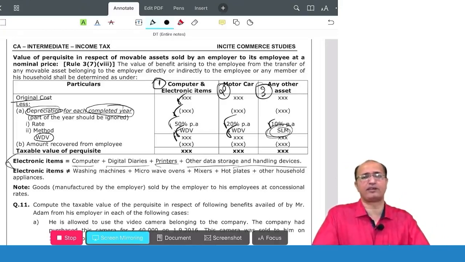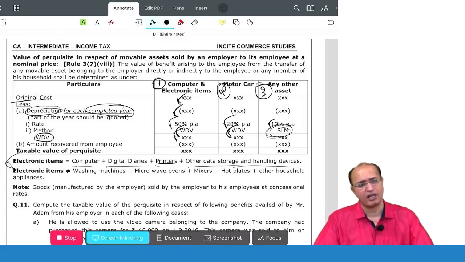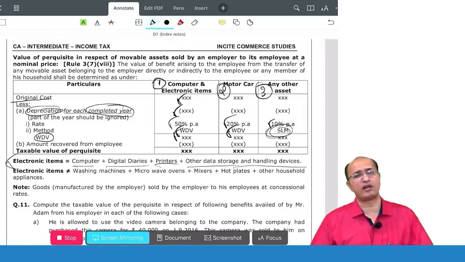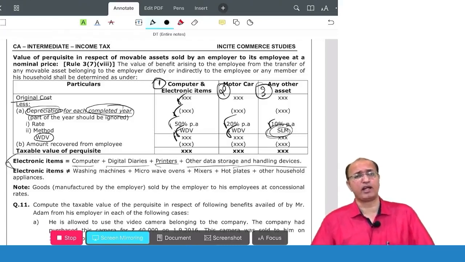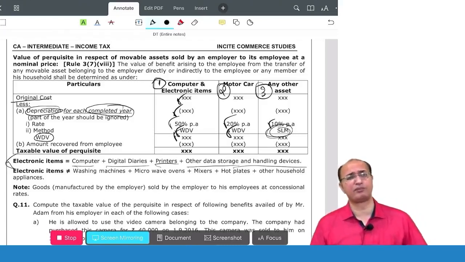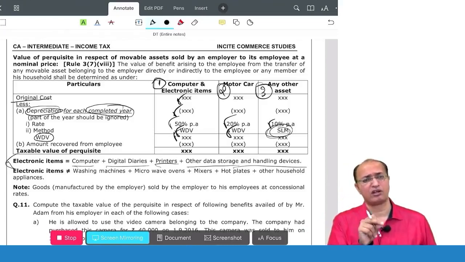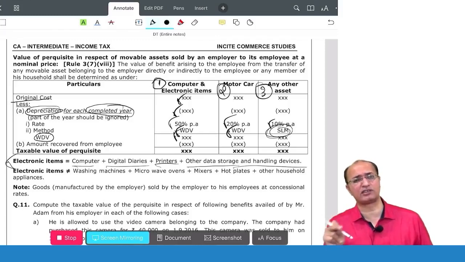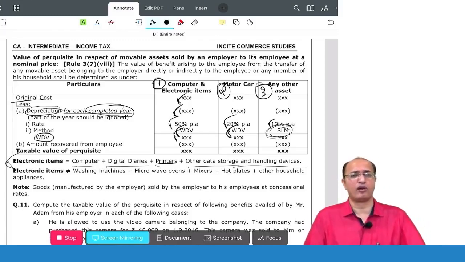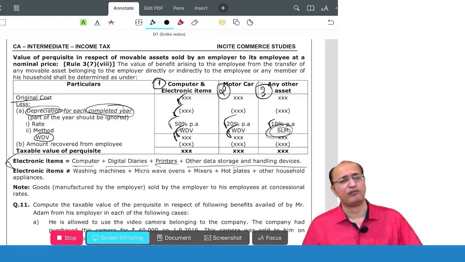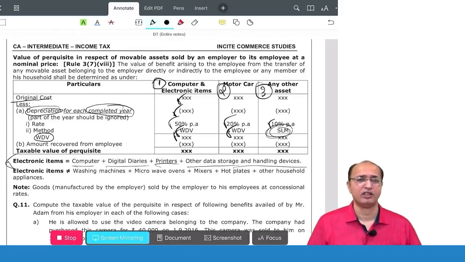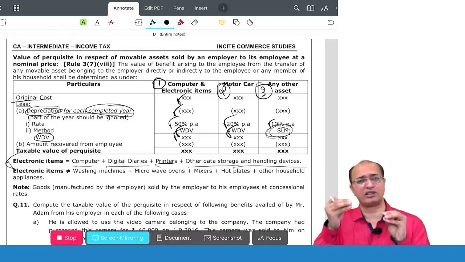So for calculating depreciation, 3 points are required to be kept in mind. Number one, you have to calculate depreciation only for completed years. Point number two, you have to calculate depreciation as per the prescribed rate. For computer 50%, motor car 20%, other assets 10%. Number three, you have to follow a particular method. For computer, electronic items and motor car, reducing balance method. For other assets, straight line method. So you calculate depreciation keeping in mind these three important points.